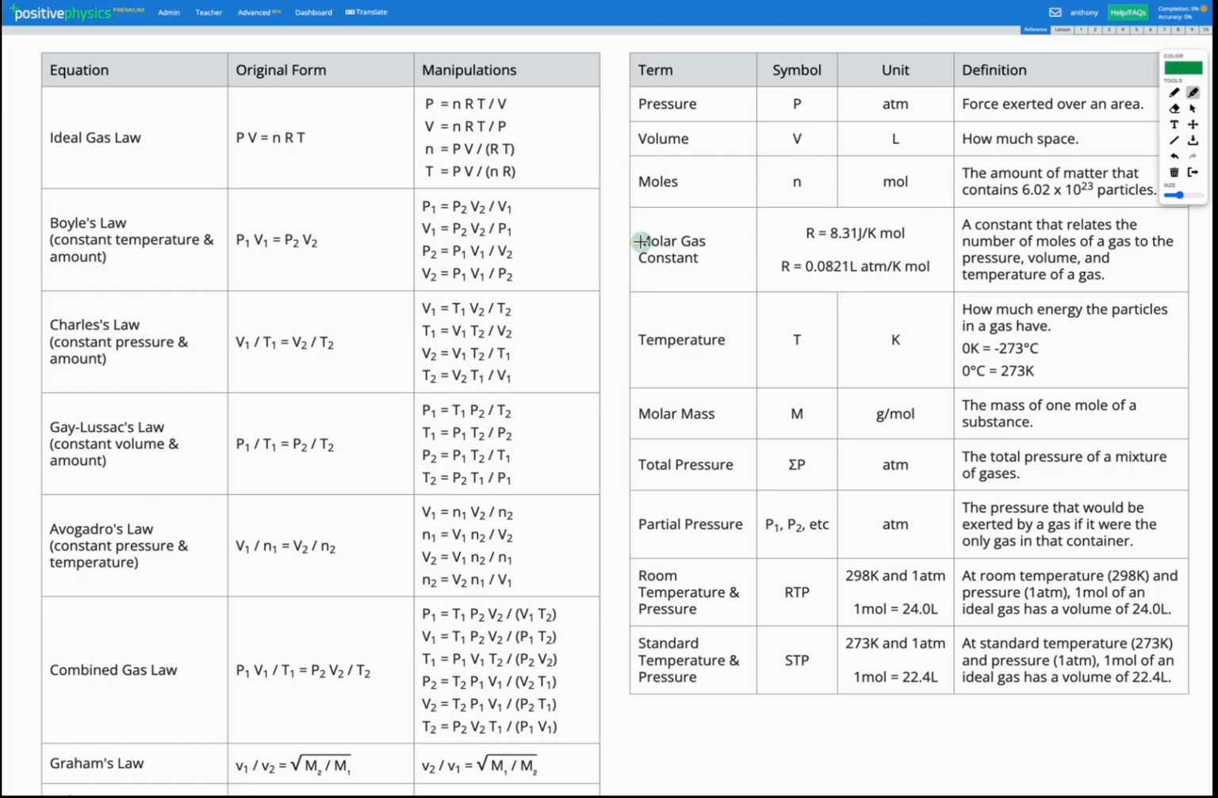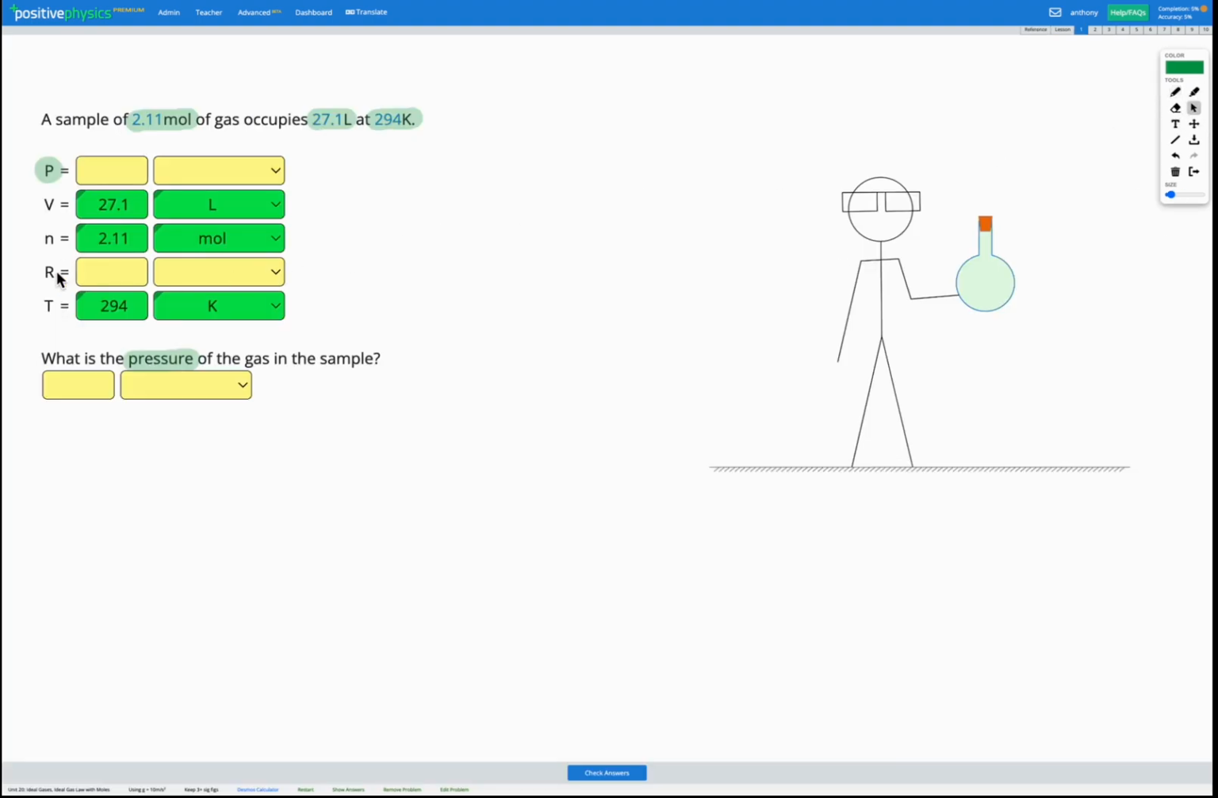So over here, we can see molar gas constant. We've got two different options for R. We've got R measured in joules per Kelvin mole at the top, and underneath we've got R measured in liters ATM per Kelvin mole. Now, in our question, we were given a volume in liters, a temperature in Kelvin, and an amount in moles. So that looks like the correct unit to get our pressure in ATM. So this is the R we're going to be using in this skill, 0.0821 liters ATM per Kelvin mole. So let's fill that out here as well. 0.0821 liters ATM per Kelvin mole.